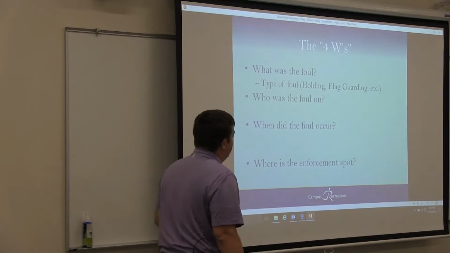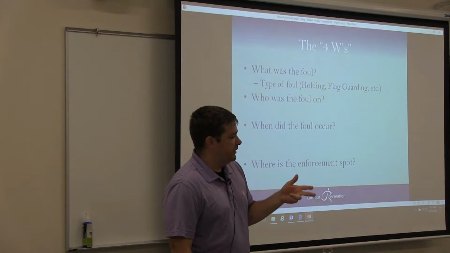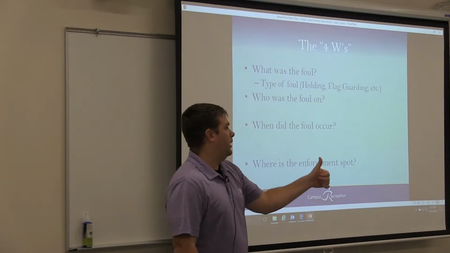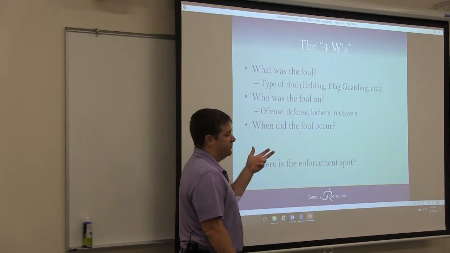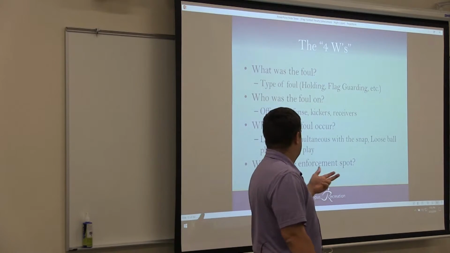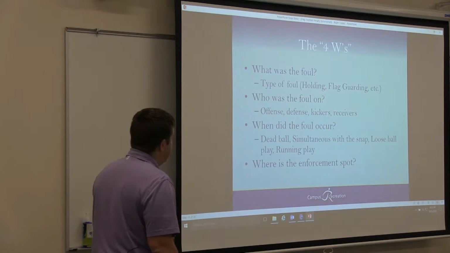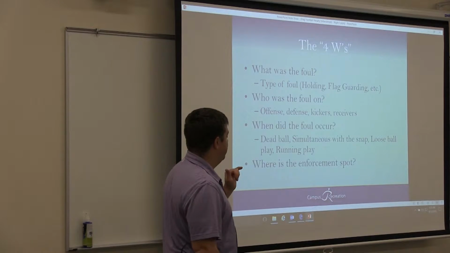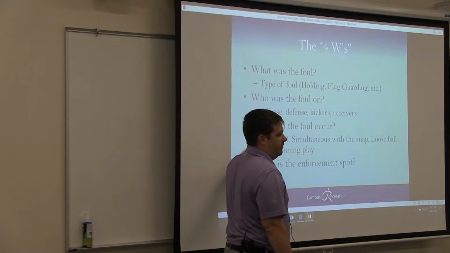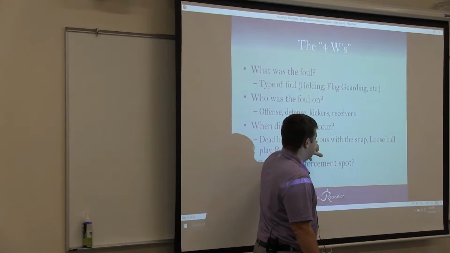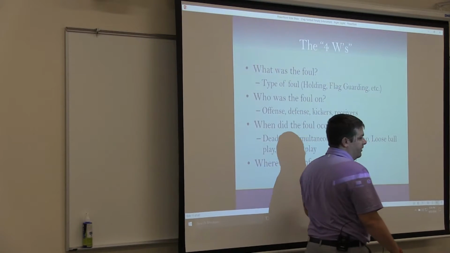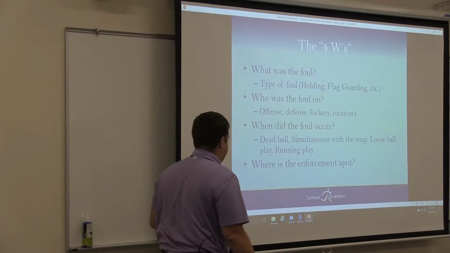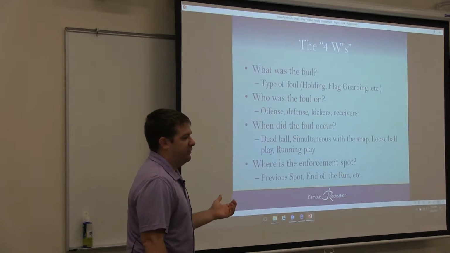The 4 W's, I covered this a little bit. What was the foul? Holding, flag guarding, illegal snap, whatever it is. That's your what. The who was the foul on? Offense, defense, kickers, receivers. When did the foul occur? Dead ball, simultaneous with the snap, loose ball, run play. So dead ball, remember your fields. Simultaneous with the snap is your mishaps. Loose ball and running play, or any live ball penalties that we may have. And then where's the spot of enforcement?